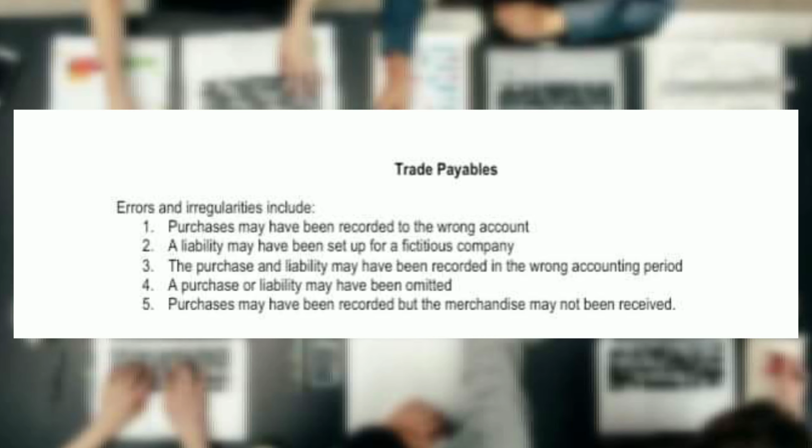Errors and irregularities include the following. First, purchases may have been recorded to the wrong account. Second, a liability may have been set up for a fictitious company. Third, the purchase and liability may have been recorded in the wrong accounting period. Fourth, a purchase or liability may have been omitted. And lastly, purchases may have been recorded, but the merchandise may not have been received.